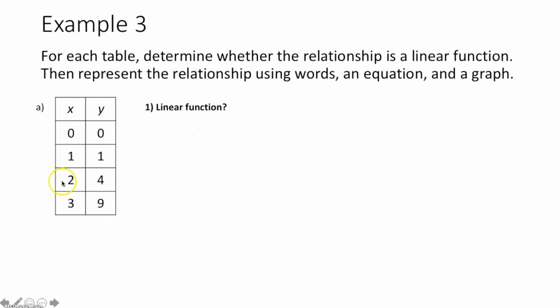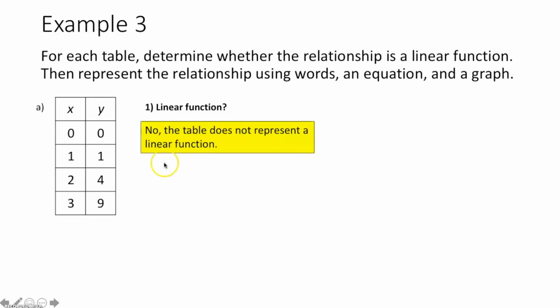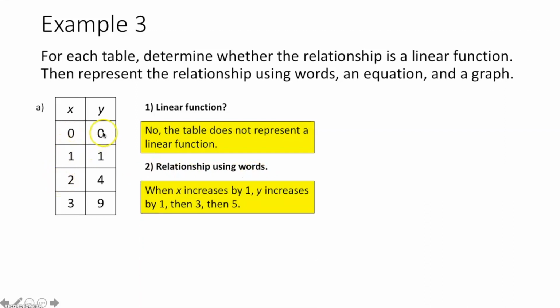Well, as x increases by 1, y increases by 1, then 3, then 5. Okay, because y is not increasing by the same amount each time, you can say that, no, this is not a linear function. This is a non-linear function. Next, relationship using words. We just said as x increases by 1, y increases by 1, then 3, then 5.